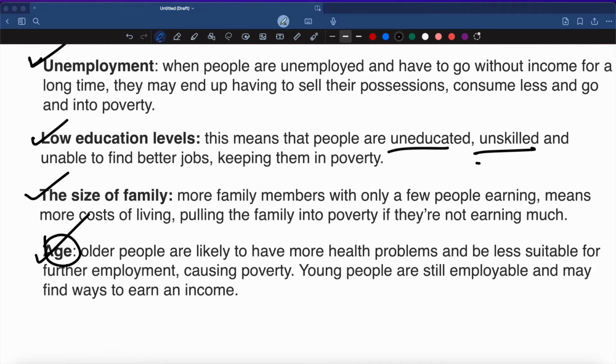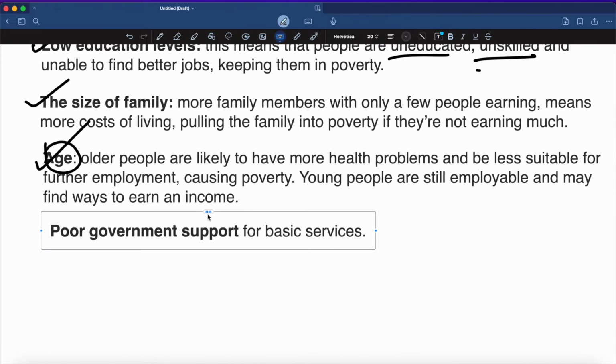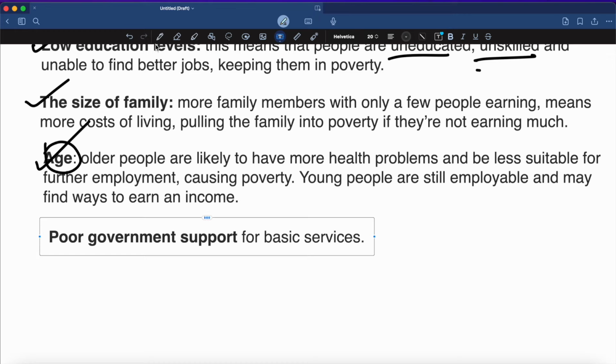Next, poor government support. This is a very important one. Some governments give money to the people who are unemployed so that they don't suffer and fall below the poverty line, and they try to get them back on their feet and start working again. So poor government support could be another reason why poverty happens.